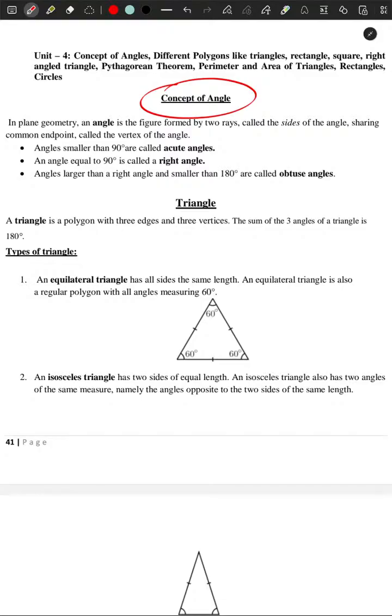Today's session will study the concept of angles and the different polygons like triangles, rectangles, square, right angle triangle, Pythagorean theorem, perimeter and area of triangles, rectangles and circles.